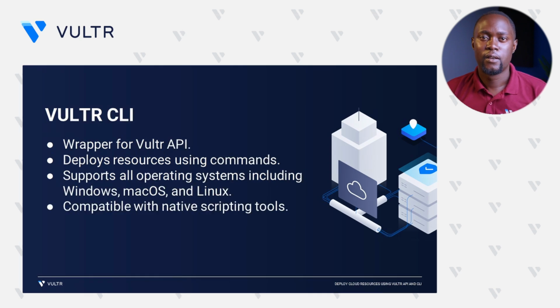On the other hand, Vultr CLI is a wrapper for Vultr API that deploys resources using commands. Vultr CLI supports most operating systems including Windows, Mac OS, Linux, and BSD systems. It's compatible with native scripting tools such as Bash and Python, to enable you to integrate multiple commands to deploy resources to your Vultr account.